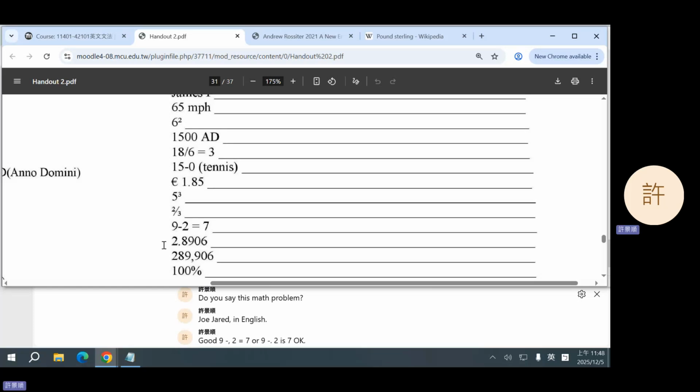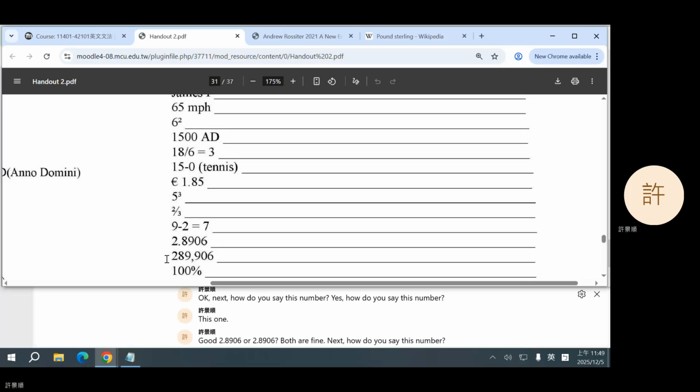Okay, next, how do you say this number? Yes, how do you say this number? This one. Good. 2.8906 or 2.8906. Both are fine.